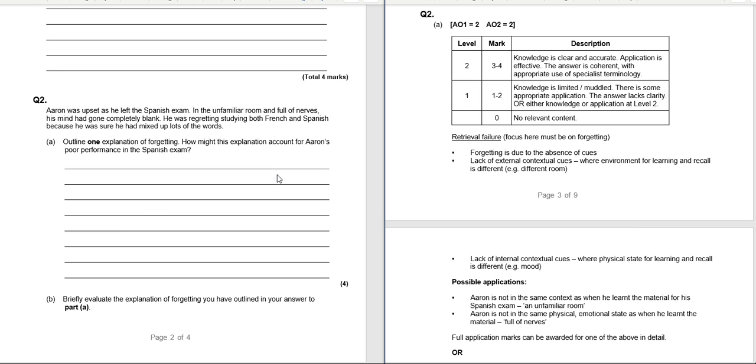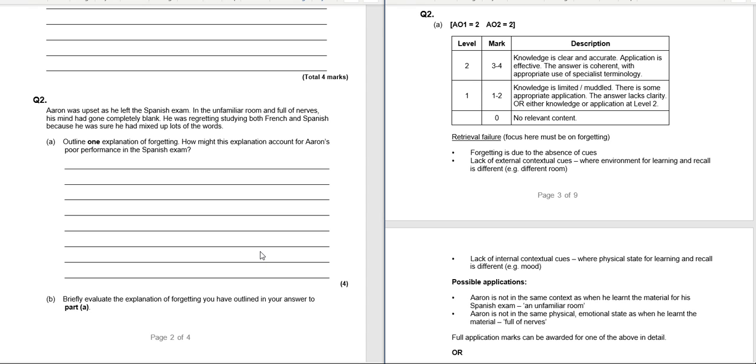The issue again is the lack of cues. So Aaron is not in the same context as when he learnt the material for his Spanish exam, and he's therefore in an unfamiliar room. He's also not in the same physical or emotional state. So we've actually got both types of retrieval failure here. You could talk about state-dependent forgetting or context-dependent forgetting. Both would fit there. Again, how do you not get into level 2 if you don't use the terminology? If you just say something like, Aaron was learning in a completely different environment, and that's why he didn't remember, that's not enough detail.